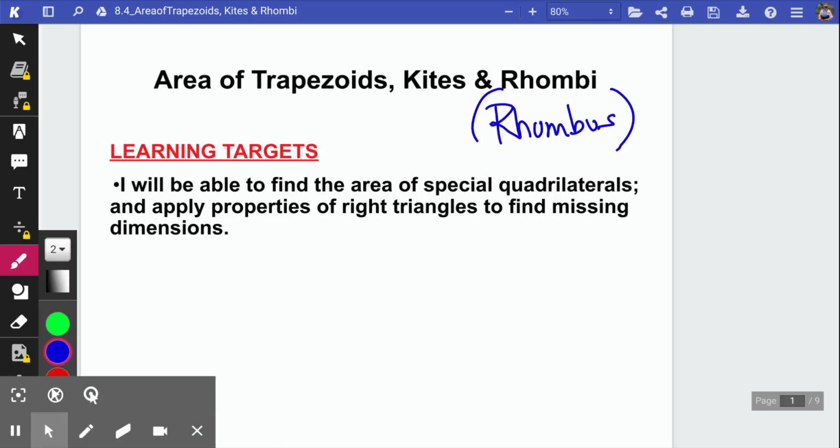In this lesson, we are going to look at the area of trapezoids, kites, and rhombuses, or rhombi. I'll be able to find the area of special quadrilaterals, the trapezoid, the kite, and the rhombus, and apply properties of right triangles to find missing measures.